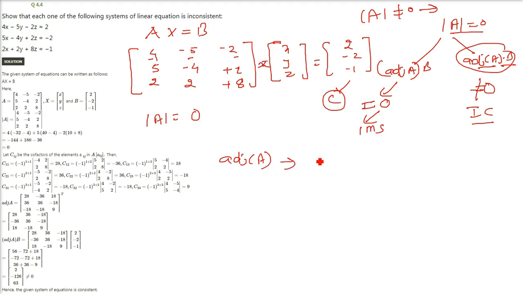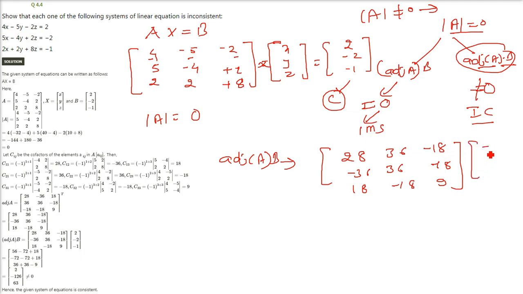Let me write the adjoint A directly here. These numbers are not important. The concept is important, because if you know the concept, any equation, any number, you can solve it. So I'm writing adjoint A here, and I'm going to multiply this with the B matrix. What is B matrix? It is 2, -2 and -1.